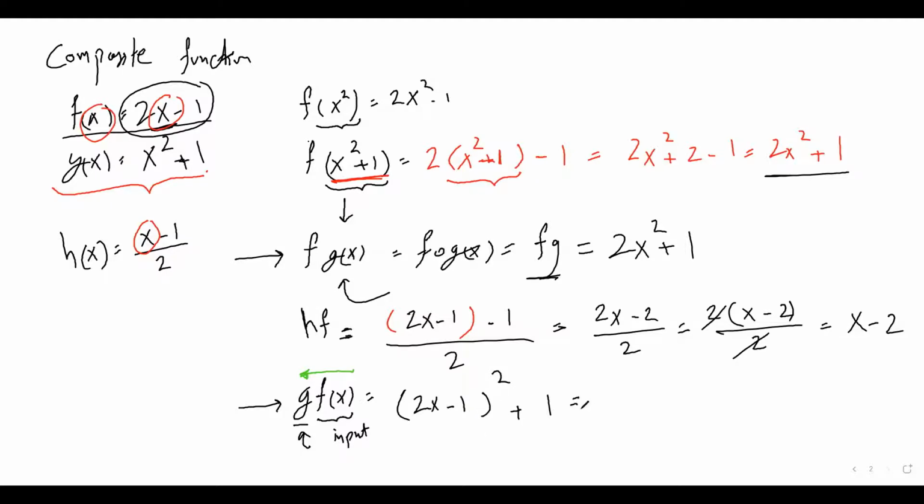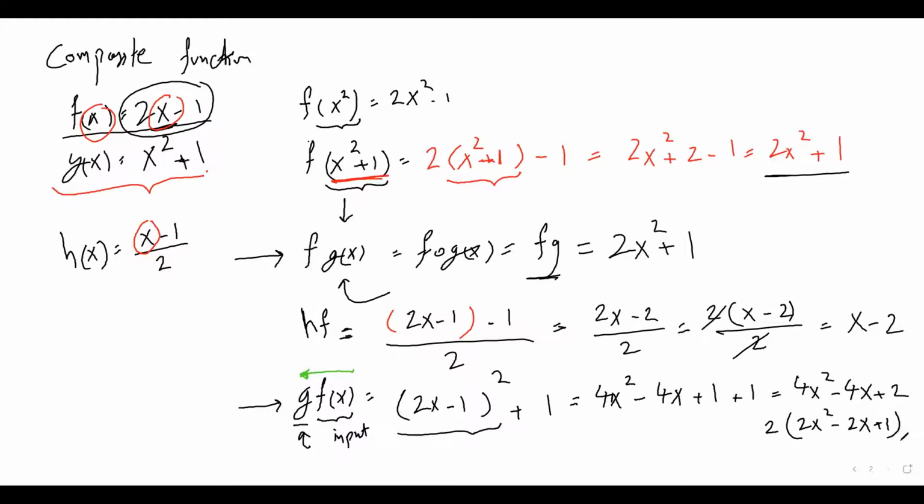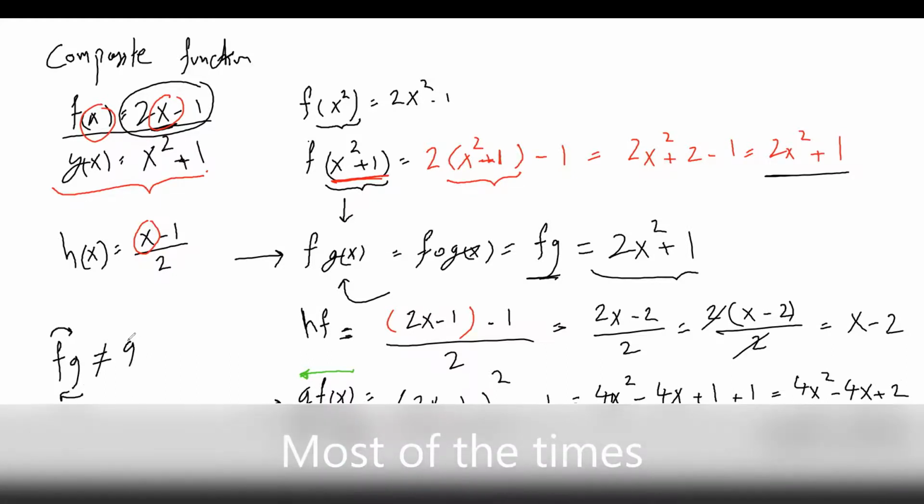And if you do that, again, I'm going to use the identity to expand this. You get 4x squared minus 4x plus 1, and there's a plus 1 at the end. So the answer is 4x squared minus 4x plus 2. You can factor out 2 if you want, but that's not necessary. As you can see, it is totally different from what we got up here. So a very important conclusion is that if you switch these two functions, g goes instead of f and f goes instead of g, the results are not equal.